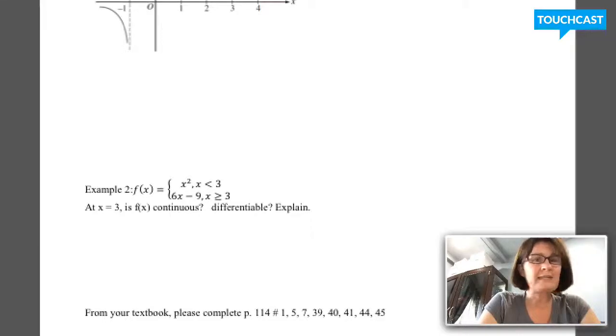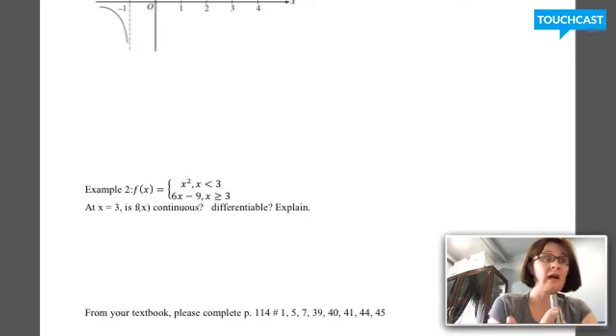Now we have one last example. Example 2, I have a piecewise function. f of x is x squared to the left of 3, and f of x is 6x minus 9 for x is 3 or greater. I want to know if f of x is continuous at x equals 3, and I want to know if it's differentiable. So first, we have to find out if f of x is continuous, because if it's not continuous, then it won't be differentiable for sure.